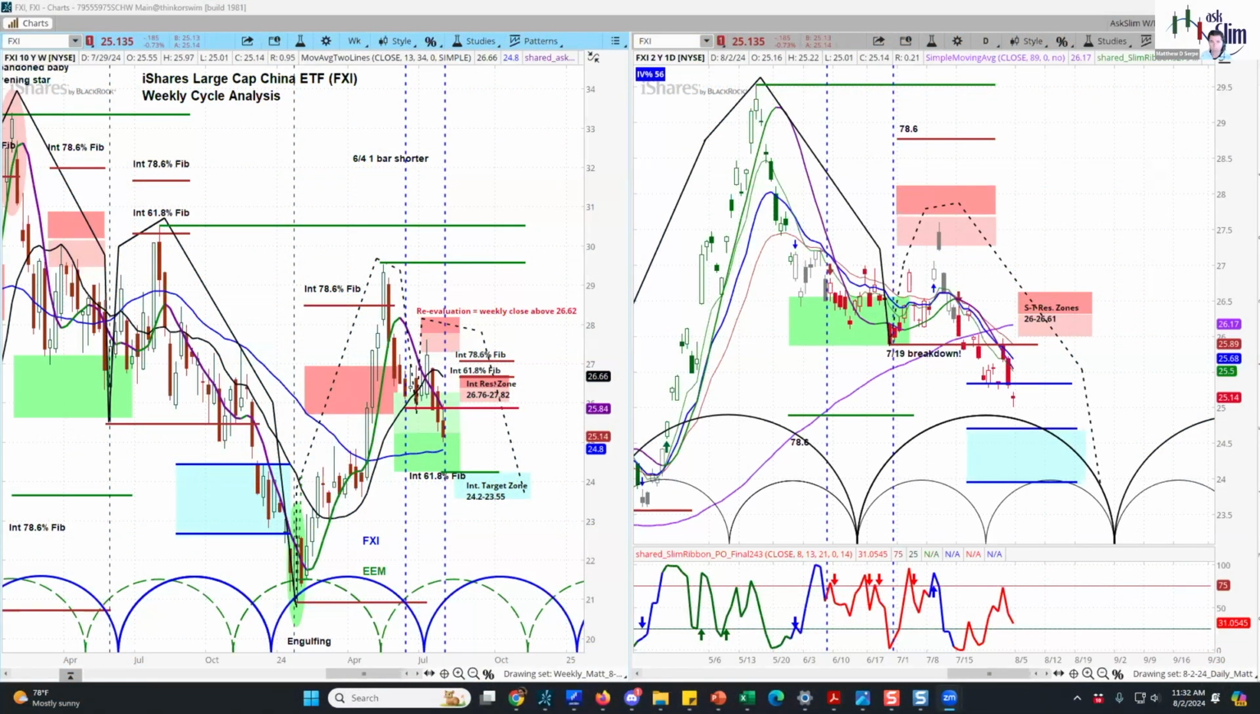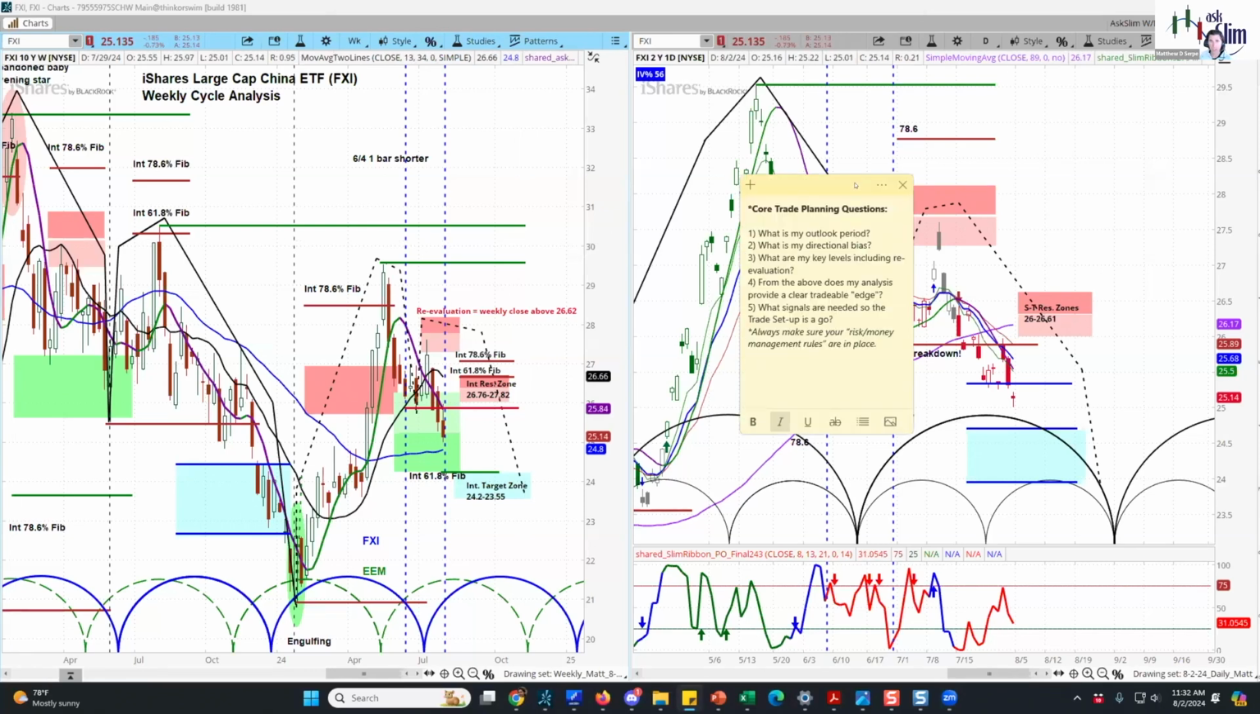Okay, so in my trade planning segment, I'm going to review FXI, the iShares Large Cap China ETF. It is a look at the daily and weekly charts here with a focus on the intermediate time frame. And like we always do, we want to be focused on the core trade planning questions.